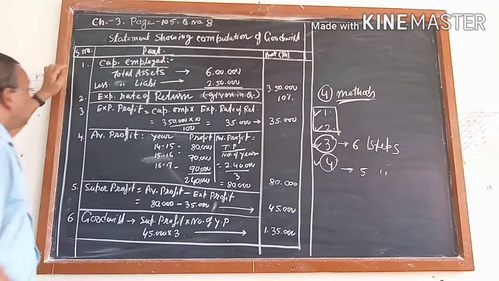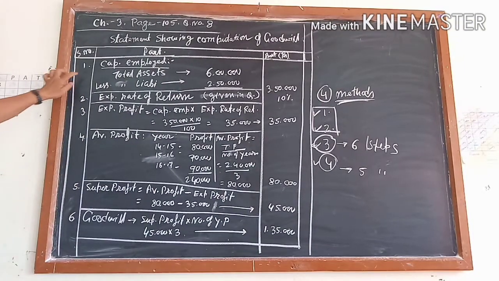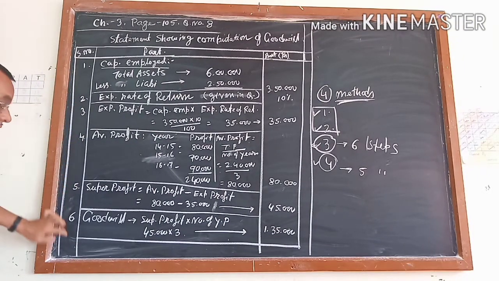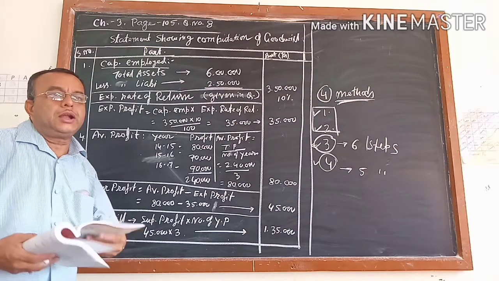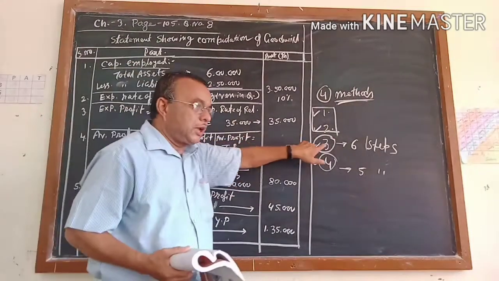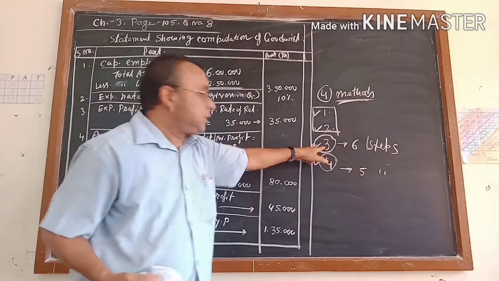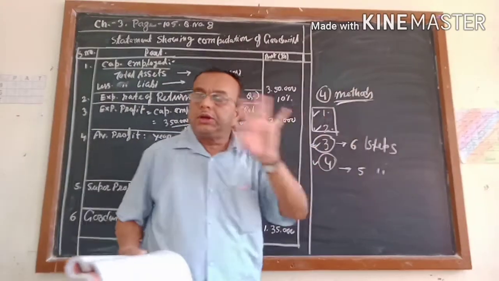So I completed the sum, and I just want to explain it. 1, 2, 3, 4, 5 and 6: 6 steps. Once again, for the third method it is 6 steps and for the fourth method it is 5 steps.